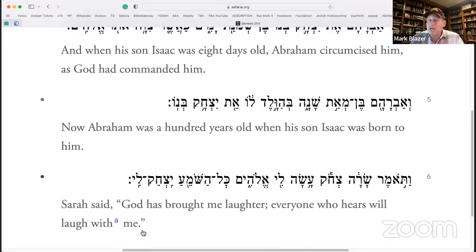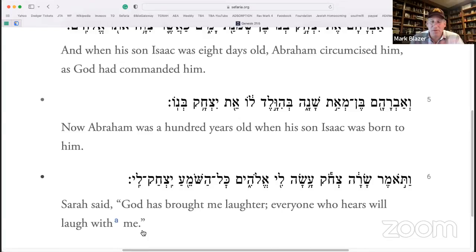But Abraham was 100 years old when his son Isaac was born to him. Now here we have Sarah said, God has brought me laughter. Everyone who hears will laugh with me. Is it with me or laugh at me? Which is why you have a footnote there. Yitzchak Li could be make fun of me or make fun with me. We don't know. We don't know how she saw it. It can be read either way.